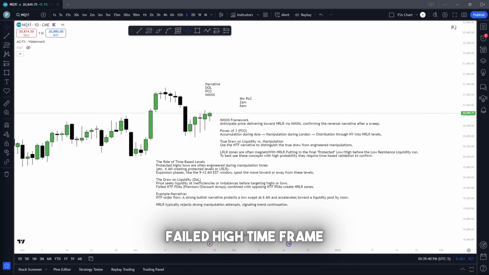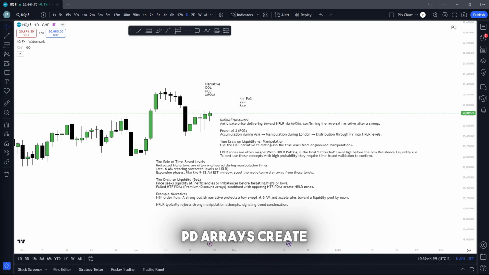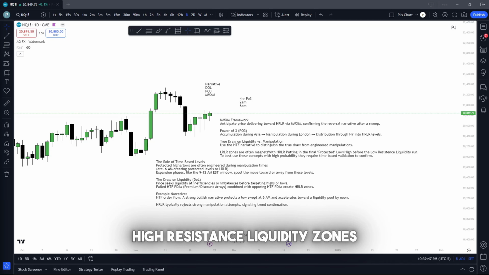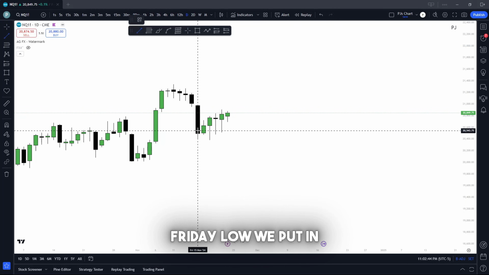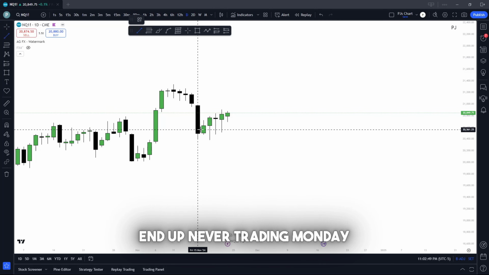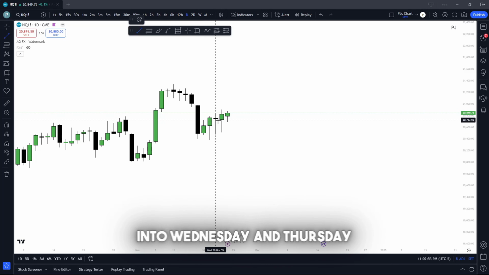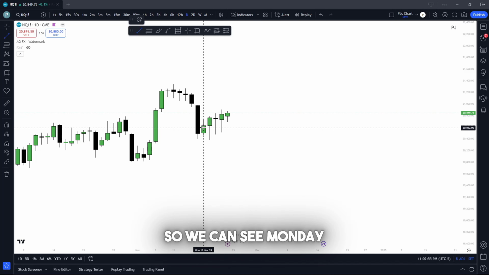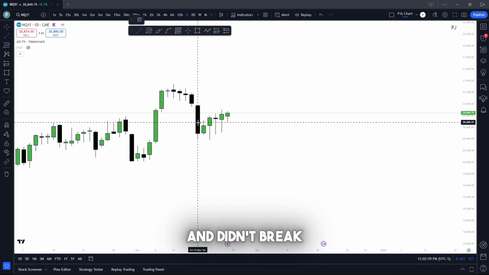Failed high time frame PD arrays combined with opposing high time frame PD arrays create high resistance liquidity zones. Hopping in, we can see with that Friday low we put in and then Monday's low, which I always end up never trading Monday because I use it as a range day for Tuesday into Wednesday into Thursday. So we can see Monday obviously closed within and didn't break Friday's low.